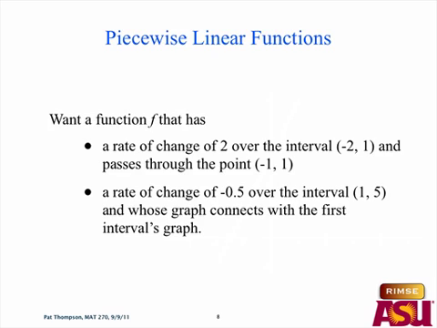They look exactly the same, but you have to use the context to figure out: is it talking about an interval or is it talking about a point? This one is talking about all x values from -2 to 1. This is the point (x, y) = (-1, 1). Same thing here. This is 1 is less than x is less than 5. And we want to connect that up with the first graph.